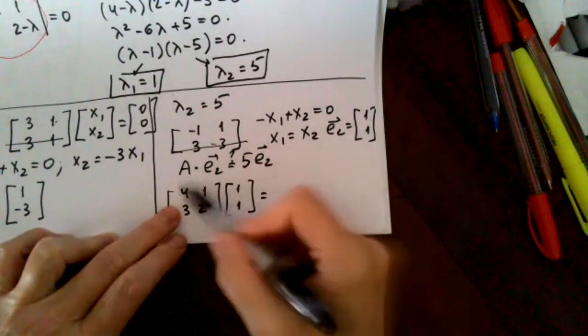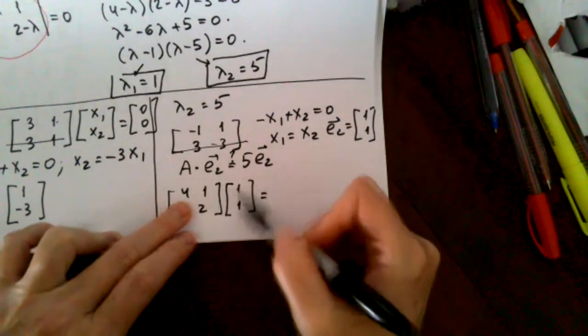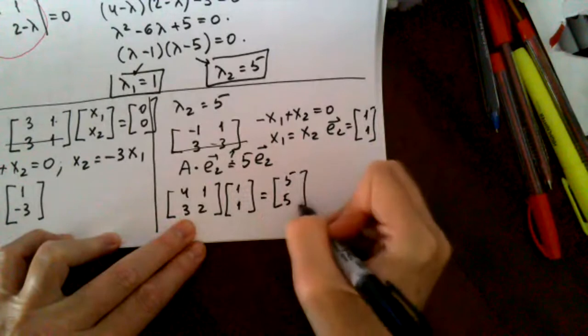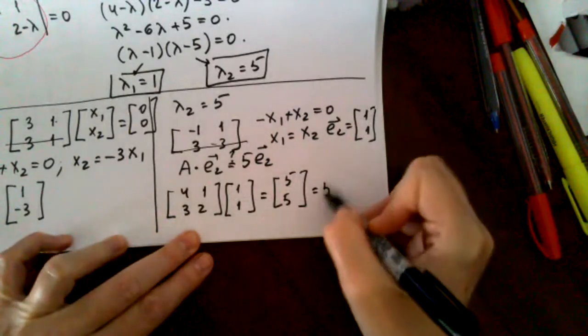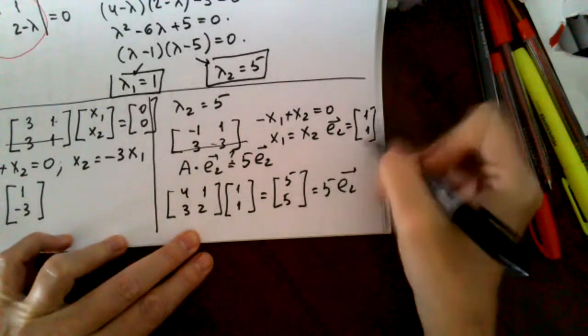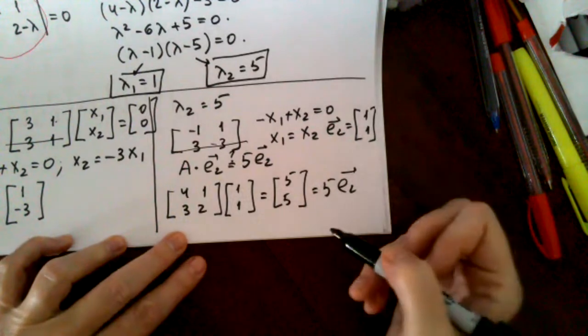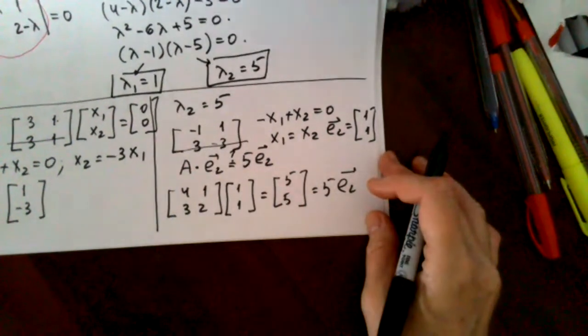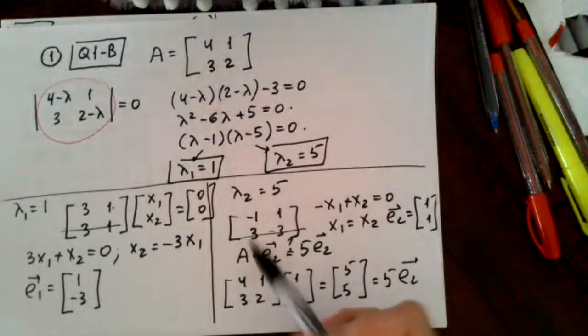So first row here and this column. 4 plus 1 will be 5. 3 plus 2 will be 5. As you can see, this is a vector 5 times E2. So it means that it's absolutely correct. So our assignment has been absolutely correct. So that's how I check my results, and that's why I'm always sure of myself.